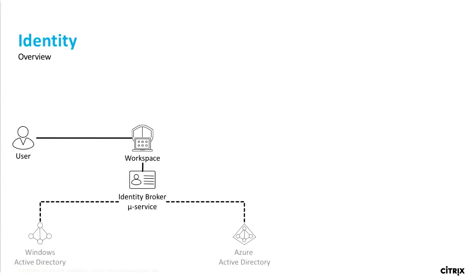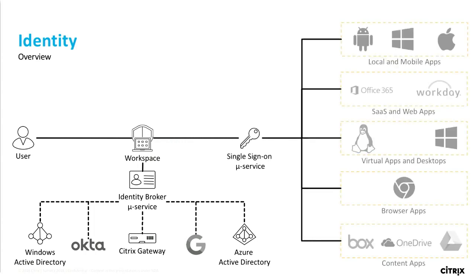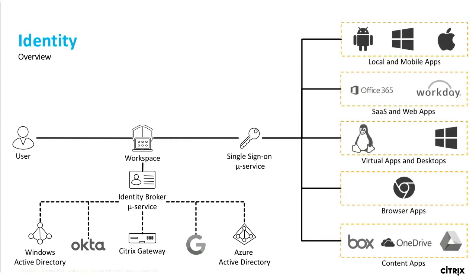And then with Workspace, we have this identity broker microservice. For a while, it's just been Windows Active Directory and Azure Active Directory. But now it includes Okta, Citrix Gateway, your on-prem deployment of Citrix Gateway. It could be Google ID. It could be Ping. A lot of different identity providers that are out there that we're able to use to have you do that initial login to Workspace. And then from there, it single signs you on to all your other applications, whether it's SaaS web applications, or the Citrix virtual apps and desktops, published apps or published desktops.